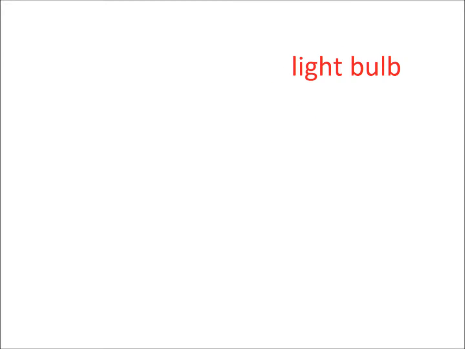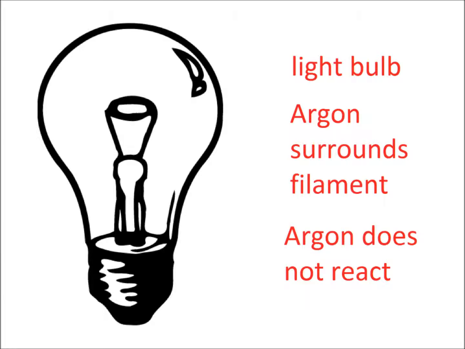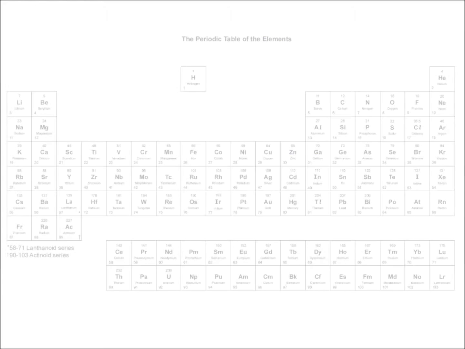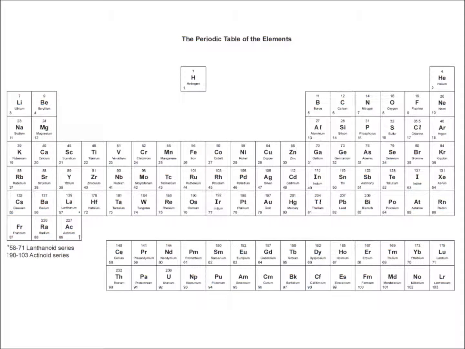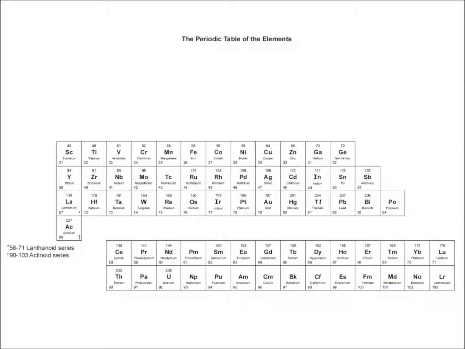Such as in light bulbs, argon surrounds the filament, as even when white hot, the argon will not react. Let's look now to the elements we took away previously. Transition elements. These are the metals in the long middle block of the periodic table.